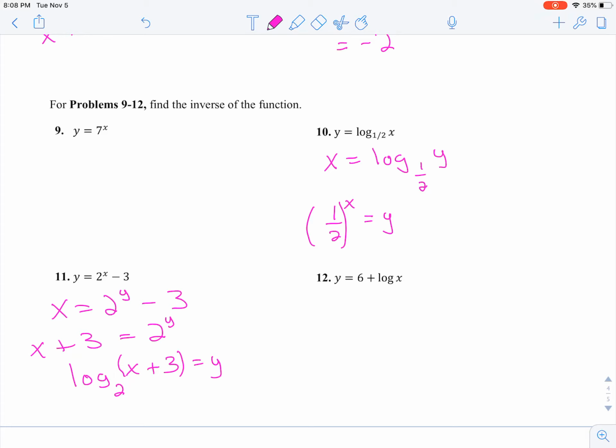Let's do 12. For 12, we're going to switch x and y. And then from here, I'll take away 6. So I have log y. Oh, actually, y is not the base. Okay, lost my train of thought for a second. There's really a 10 here. So we get 10 to the x minus 6 power is equal to y.